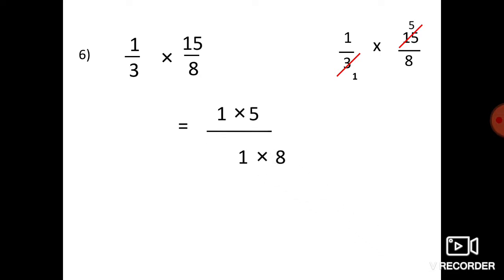Next question. 1 by 3 into 15 by 8. From here we can check any common number. 15 and 3: in these two numbers, 3 is common. So we reduce like this, 1 by 3 into 15 by 8 in the working column. From here we can cut 3 and 15. In 3, how many 3? 1. In 15, how many 3? 5. Any other common number? No. 1 into 5 by 1 into 8.